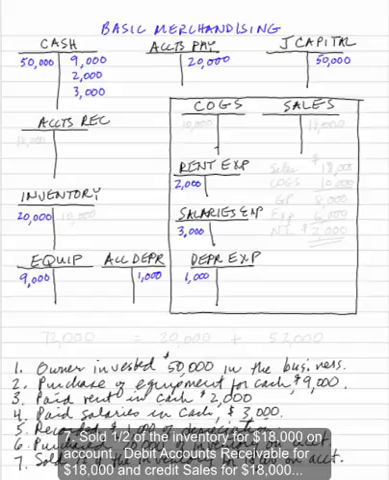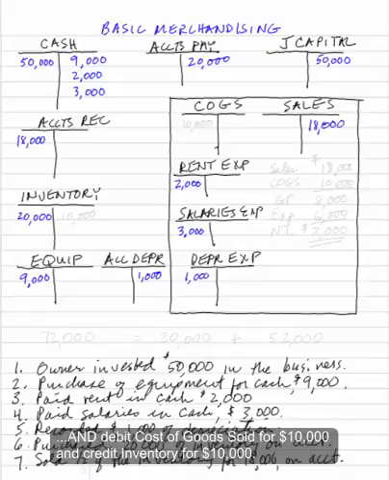Final transaction, sold 1/2 of the inventory. In other words, we sold 10,000 of the inventory, and we sold it for $18,000 on account. So you're earning some revenue. Debit accounts receivable, $18,000. Credit sales, $18,000.